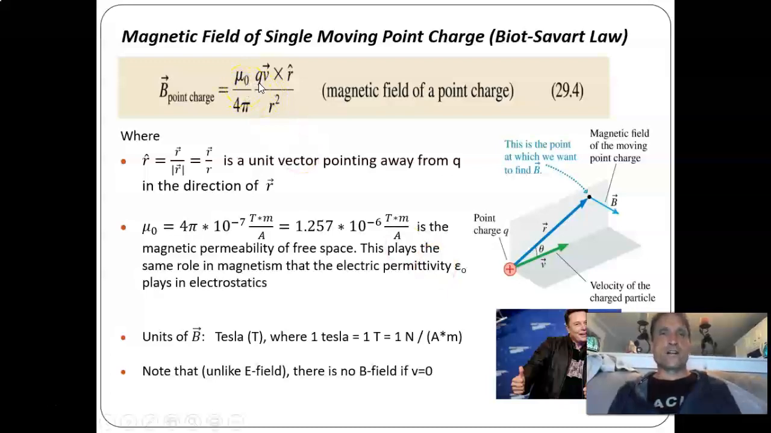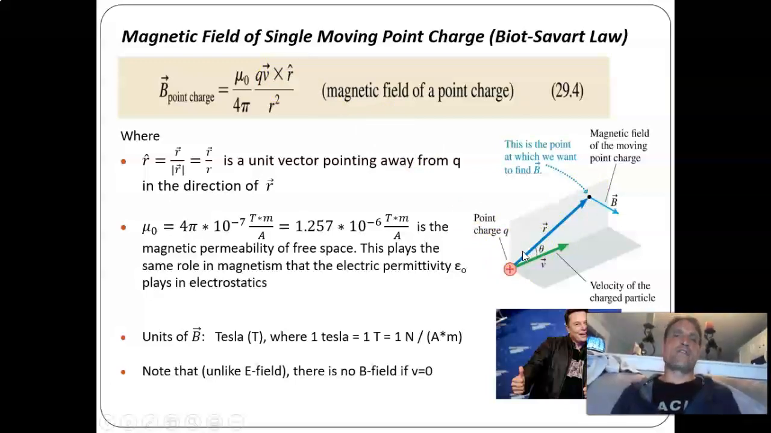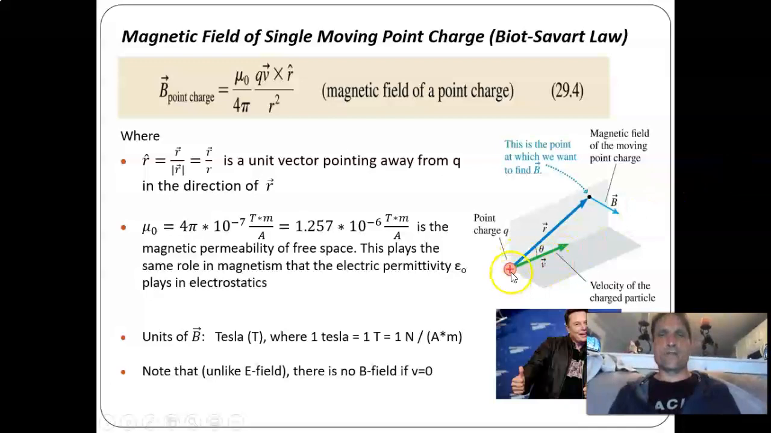Q is the net charge on the object, V is its velocity, and this unit vector r-hat is a vector of magnitude 1 pointing along the direction of R. We discussed unit vectors in the last lecture, so if this is a difficult topic, go back, review it, and stop by in office hours.